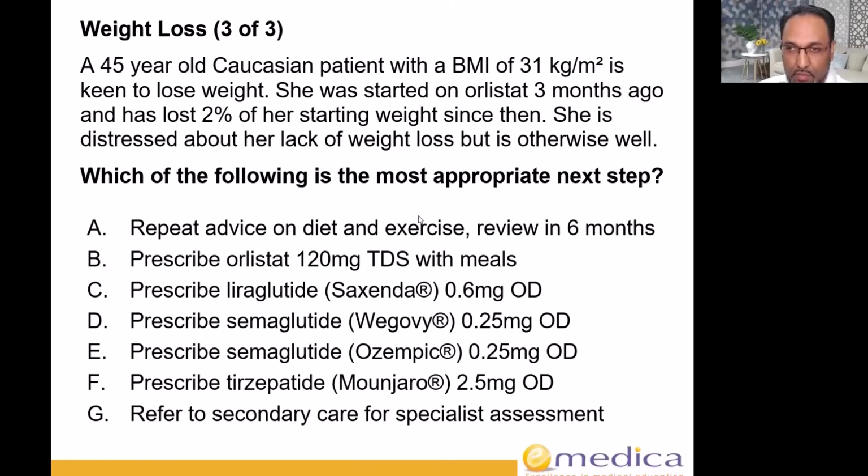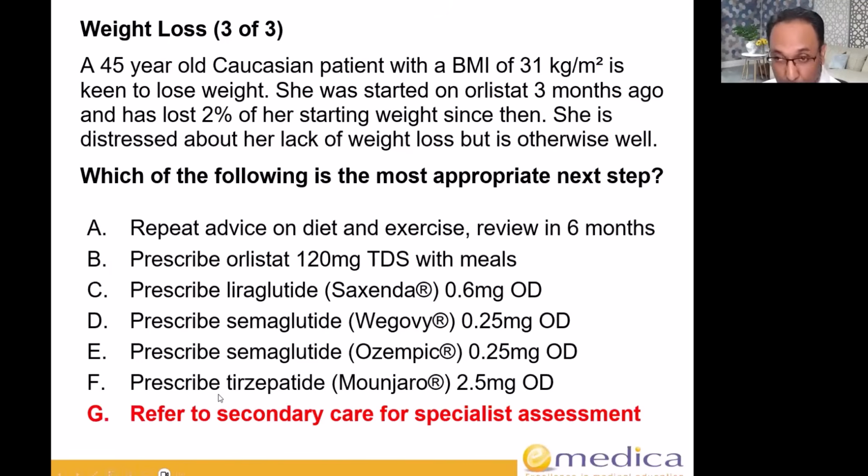Good. So the spread of answers, the three most popular answers are A, repeat the advice and review. F, prescribe tirzepatide. Mounjaro is the brand name for that. And then the most popular, G, refer to secondary care. The correct answer here is G. So well done. That was the most popular answer. About half of you picked that. So about half picked one of the other options.